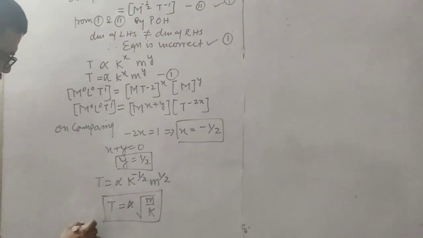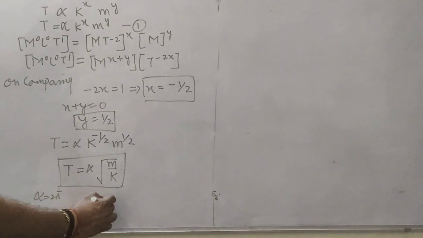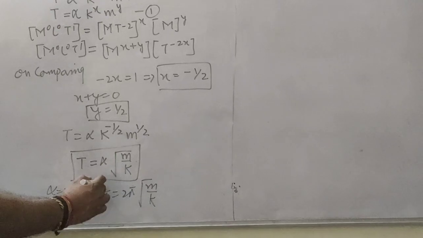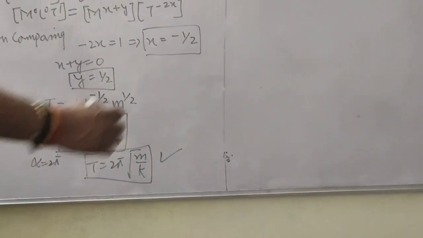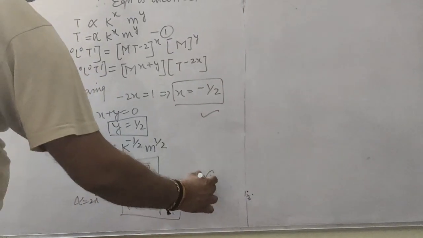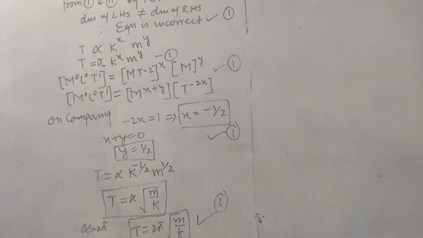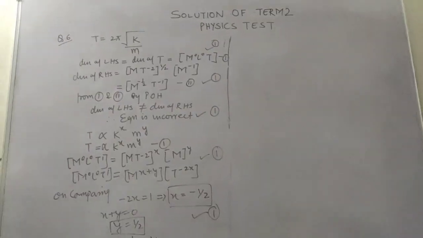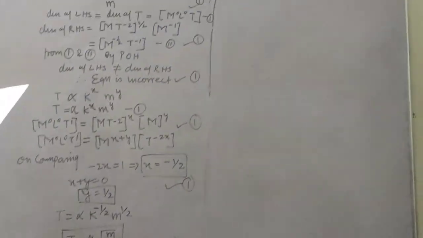Up to this it is correct. The value of alpha is given in the question itself. So T is equal to 2π under root m by k. This is the correct form. So this is for 1 mark, this is also of 1 mark, and this is of 1 mark. So total is 6 marks. So this you have to perform in question number 6. Nobody has performed correctly except few of the students.